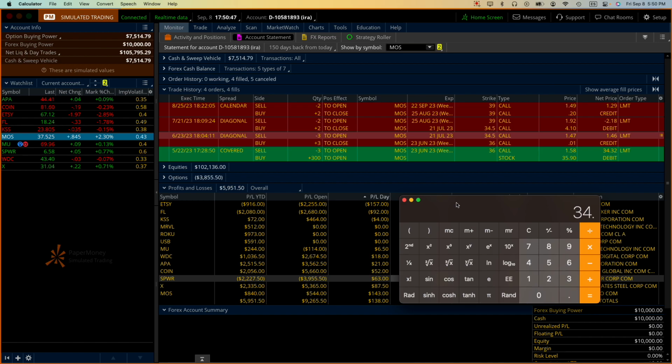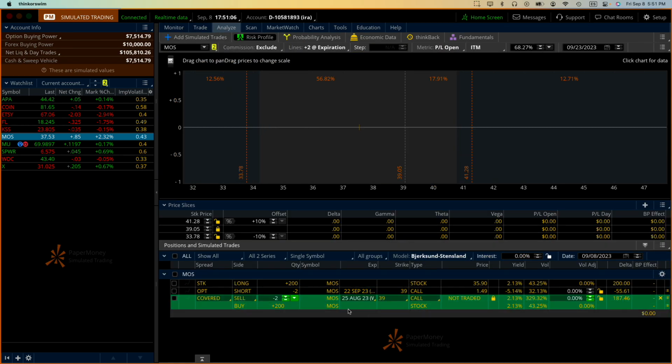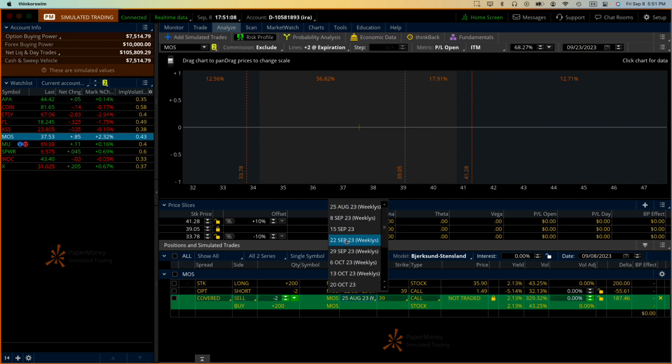Original price 34.32, credit subtract 1.46, debit add 2.18, and then another credit subtract 129, and that gives you my cost basis. Copy that and go to the Analyze tab, and here just change it to September 22nd, strike price 29.39, and then just paste.